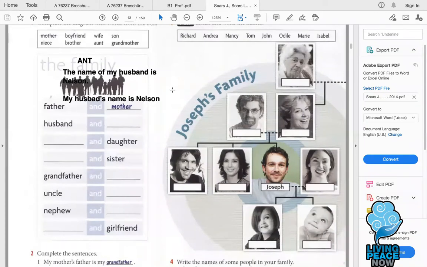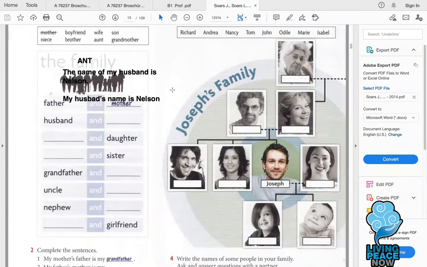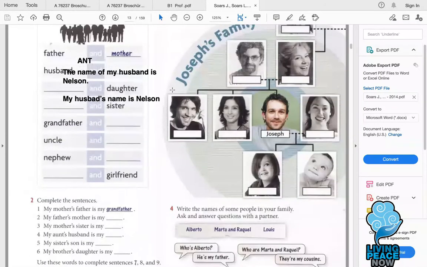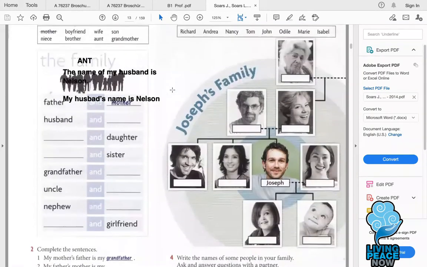Joseph's wife now. Joseph's wife. Isabel. Joseph's children. Nancy and Tom. Yes. So Nancy is a son or a daughter? Daughter. All right. Okay, we got it.